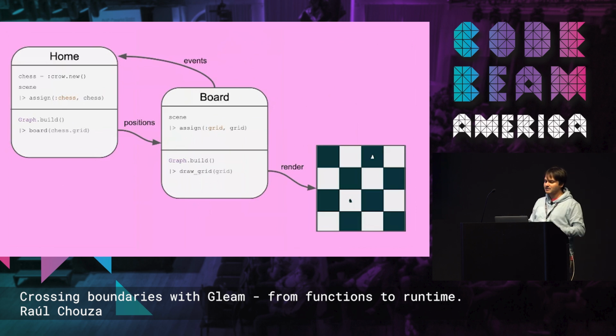Now that we are hosting the game state on a process, our chess game stopped being purely functional. We are now entirely dependent on the rendering behavior of the scene process. We are in a runtime now.